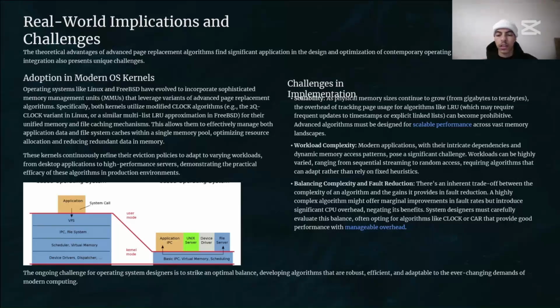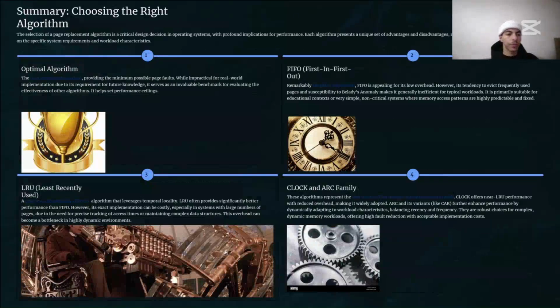Balancing complexity and fault reduction. There is an inherent trade off between the complexity of an algorithm and the gains it provides in fault reduction. A highly complex algorithm might offer marginal improvements in fault rates but introduce significant CPU overhead, negating its benefits. System designers must carefully evaluate this balance, often opting for algorithms like clock or CAR that provide good performance with manageable overhead.